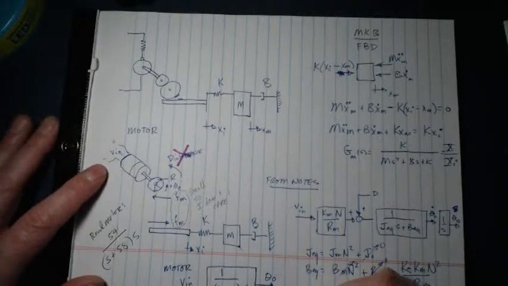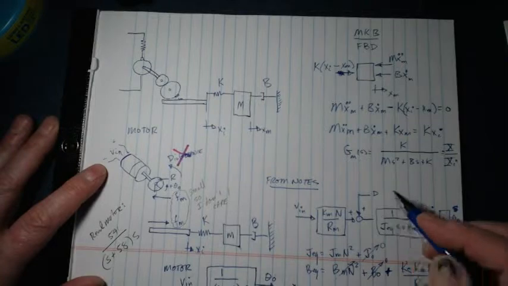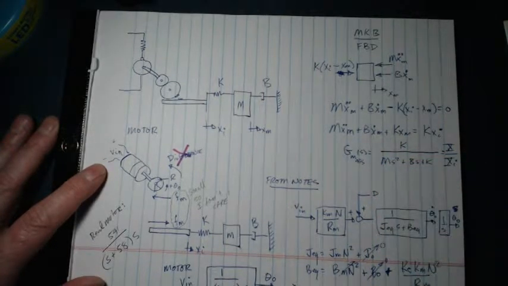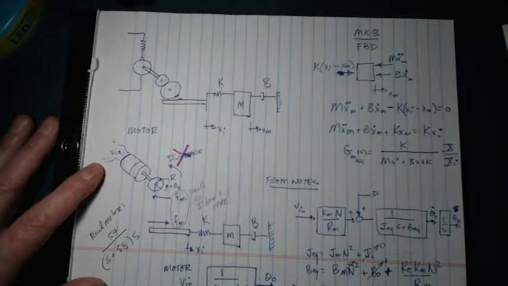So what I'm going to do here is just define this one. I used G of the mass, and now here's G of the motor. I'm going to call this G electric motor of S, which is equal to the output, theta out, over the input, which is V in, and that's going to equal 1 over S squared plus 4S. Okay?